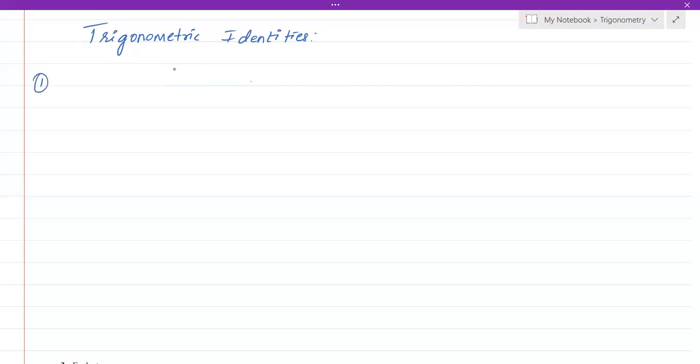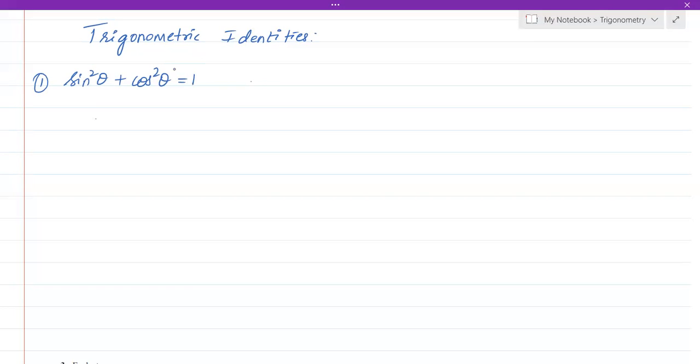See, the difference between the formula and the identity is that an identity is applicable everywhere. Formula is specifically applicable only in certain places. So coming to the first identity, a very important one, sine square theta plus cos square theta is equal to 1. Let's try to prove this.